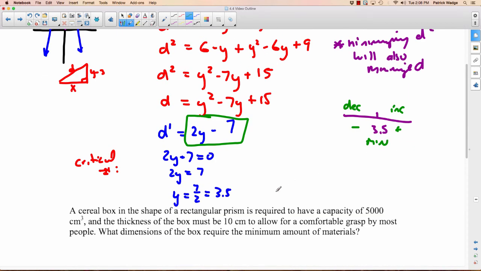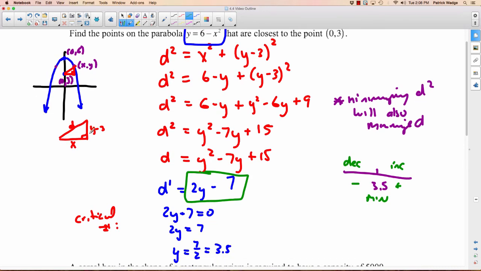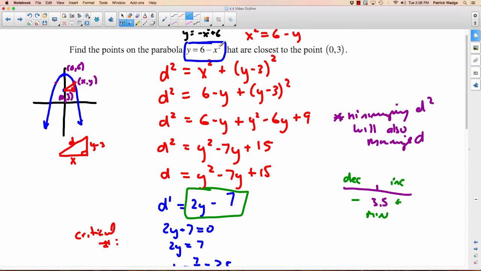Our minimum takes place whenever our y value is 3.5. Notice we should get 2 of them. We should have one here with a y value of 3.5 and one here with a y value of 3.5. How do we get the x values? We're going to plug it into this boxed one right up here.